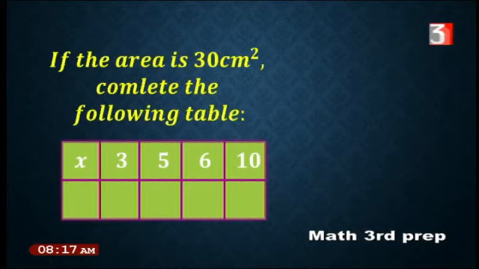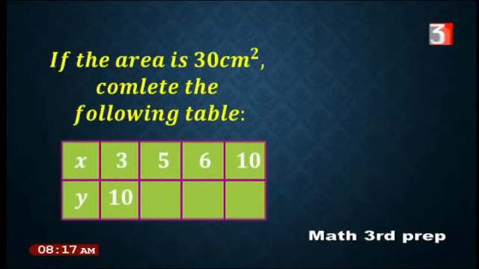The first value of x is 3. One of the dimensions is 3. What about the other dimension? Their product must equal 30. One of them is 3, so the other is 30 divided by 3, to obtain a value of 10. So the other dimension will be 10.